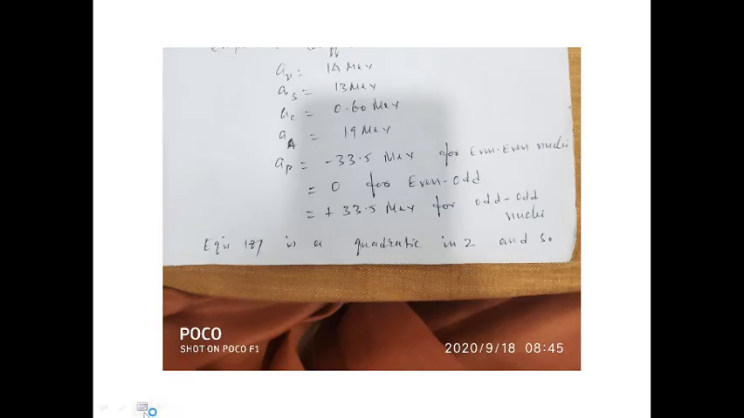Now let's talk about the coefficients. The coefficients have been calculated. You need not do that. You can directly remember these values. You will have to remember AV 14, surface coefficient 13 MeV, Coulomb 0.6, asymmetry 19. AP, as you know, has different values: minus 33.5 for even-even, 0 for even-odd and odd-even, and plus 33.5 for odd-odd. So please remember these coefficient values. You will have to use this in your numericals.